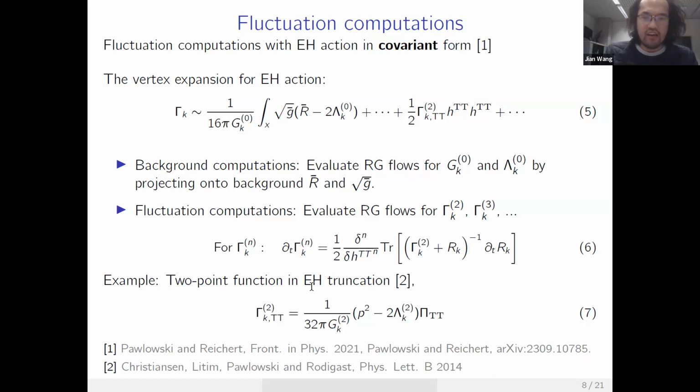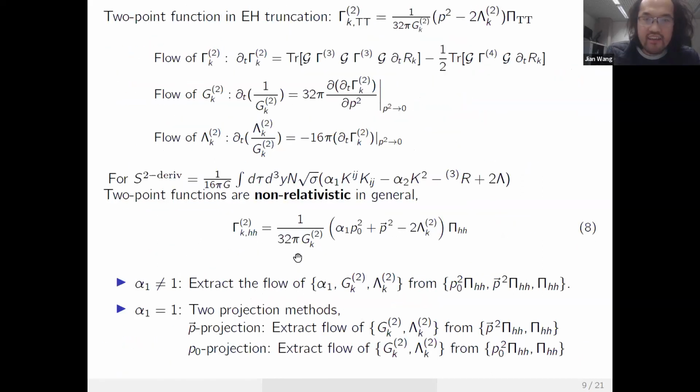For the current Einstein-Hilbert truncation, the 2-point function can be given in this simple form. Here we only consider the TT components. Then the flow of this 2-point function can be obtained by taking the second order functional derivative of the original Wetterich equation, which is given as this equation.